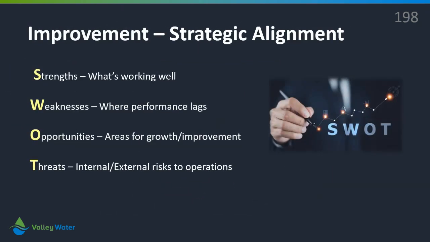So next, how do we align this? The standard does not explicitly require a SWOT analysis, but we found that it closely aligns. Strengths can shed light on what is working well, such as your accreditation, internal audits, workflows, etc. Weaknesses will show where performance lags, such as equipment problems, inefficiencies, training, etc. Opportunities are areas for growth and improvement, such as emerging technologies, new ideas. Threats can be internal or external risks, such as regulatory changes, budget constraints, cybersecurity issues, etc.